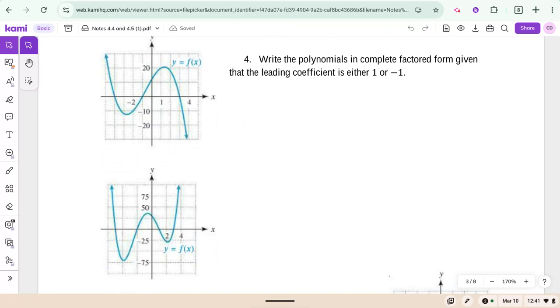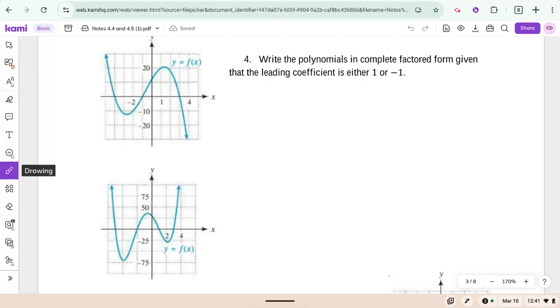Okay, we're writing the polynomials in complete factored form given that the leading coefficient is either 1 or -1. That's nice because a couple of examples ago, I had a little bit of a problem: I had some factors and I had to multiply by 3 and I didn't quite figure that out. So that way I don't have to worry about whether something has been factored out. I can just take the factors and run with it.